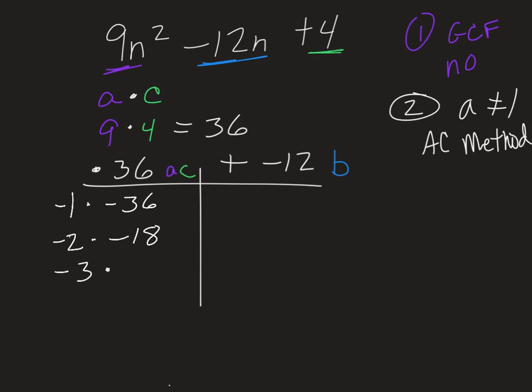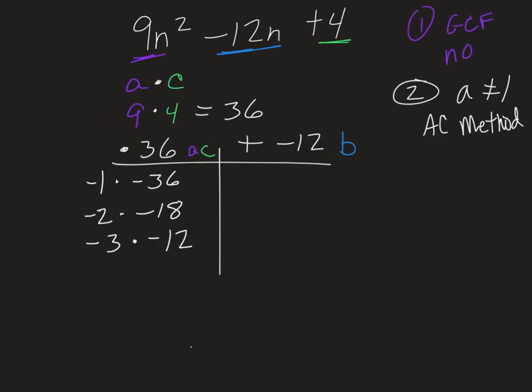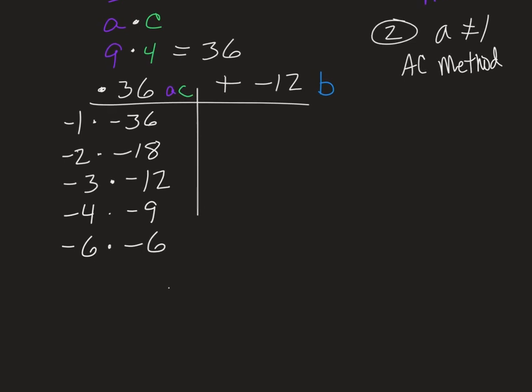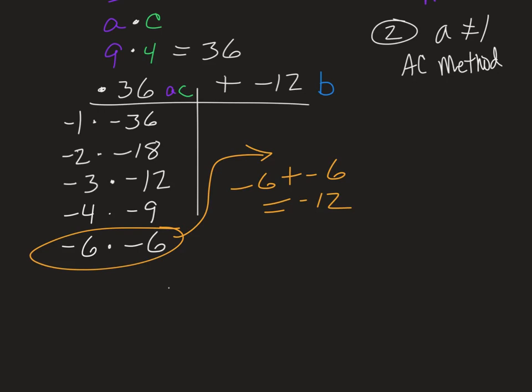Negative 3 times negative 12 do not equal negative 12. Negative 4 times negative 9, those don't add up. 5 doesn't go into 36. I've got negative 6 times negative 6. Alrighty, well there are our two numbers that we needed, because negative 6 plus negative 6 also equals negative 12.